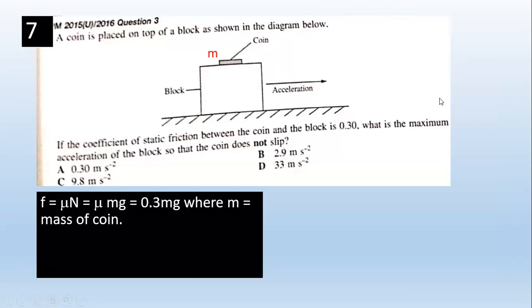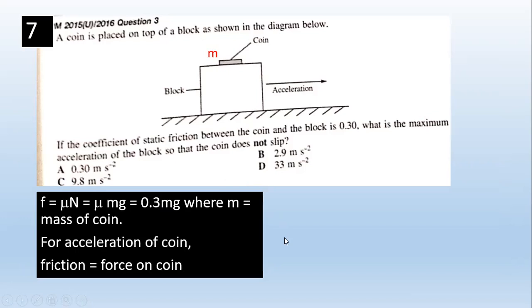Okay. So since you are going to calculate friction, use the formula F equals mu N. Replace your N with mg. Okay? Work with what is given first. Mu is given. mg, m is the mass of the coin. Acceleration of the coin, applying, right? So acceleration of the coin means that you are applying a force that must be equal to the frictional force.